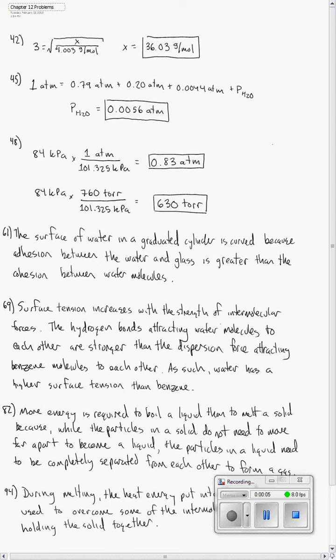Problems 42 through 48 in Chapter 12 all involve working with gases in some way or another. So in question number 42, you're asked, what's the molar mass of a gas that takes 3 times longer to effuse than helium? Really, what 42 is, is a problem involving Graham's law.